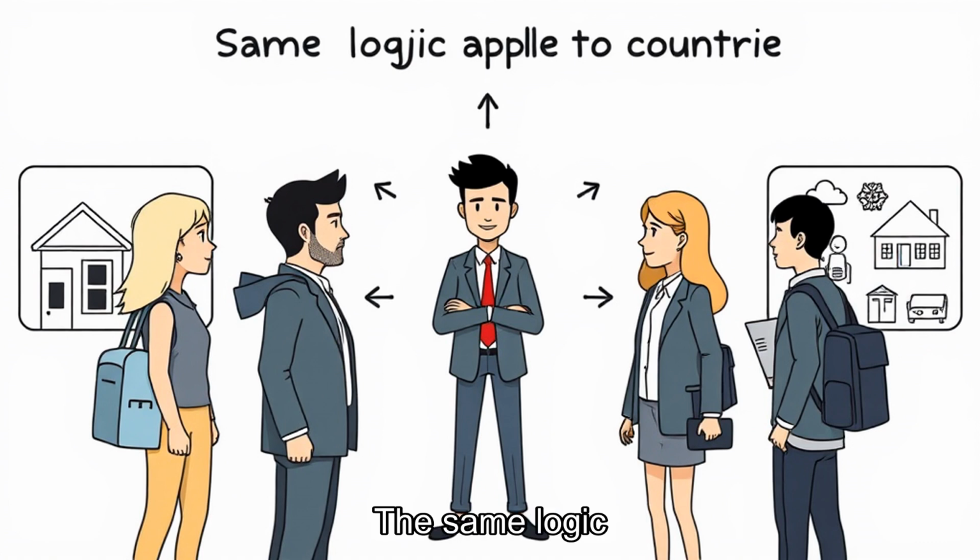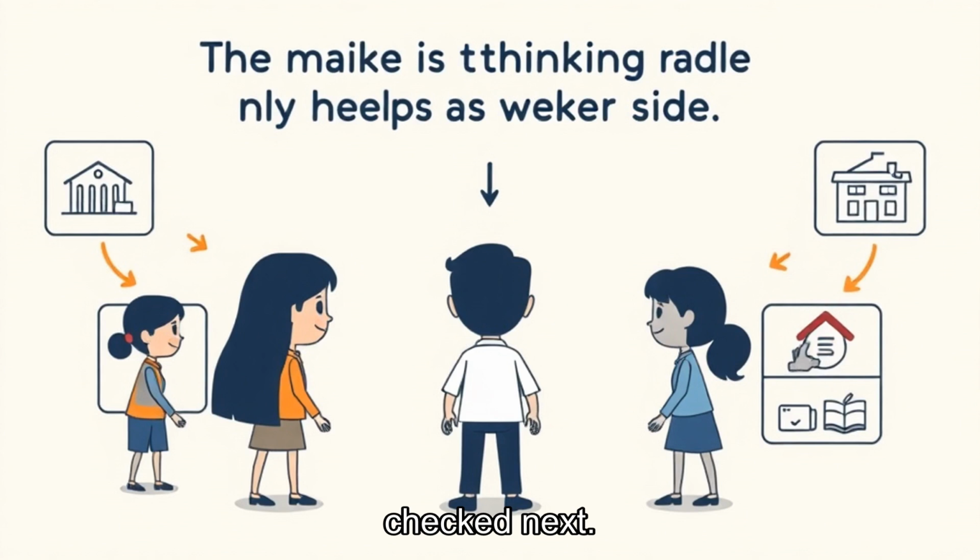The same logic applies to countries. A country may be efficient at making both cars and wheat. Another country may be less efficient at both. Trade can still help if each side specializes where its relative sacrifice is lower. Countries specializing shapes what should be checked next. The mistake is thinking trade only helps the weaker side. Comparative advantage says both sides can gain when specialization frees resources for their best relative use.